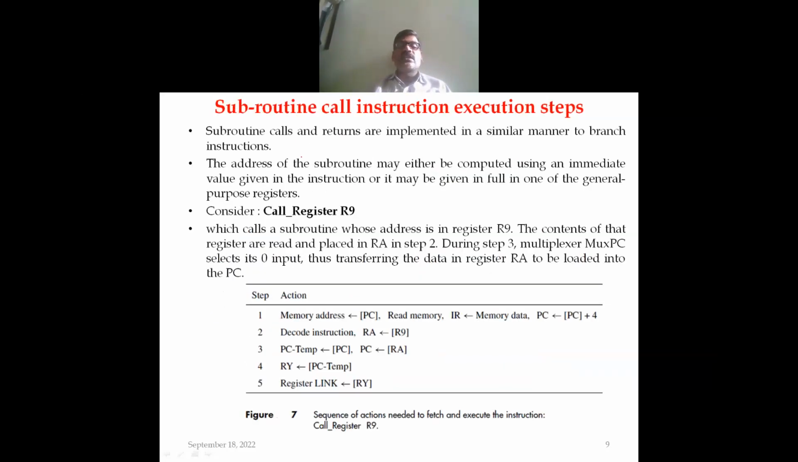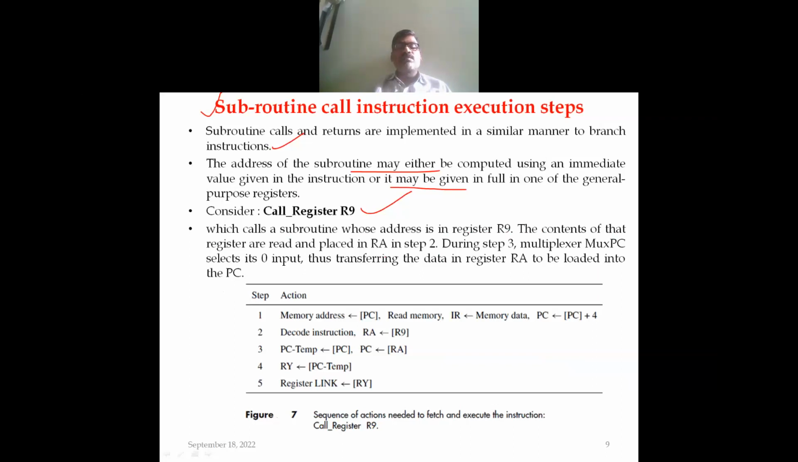Now the last category of instruction execution is subroutine call instruction execution. Subroutine calls and returns are implemented in a similar manner to the branch instruction. The address of the subroutine may either be computed using an immediate value given in the instruction, or it may be given in full in one of the general purpose registers. For example, consider this subroutine call register R9, which will call a subroutine whose address is in the register R9.